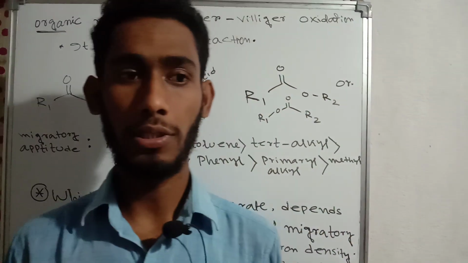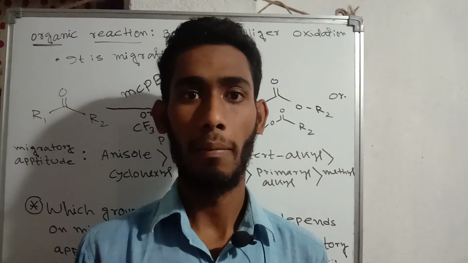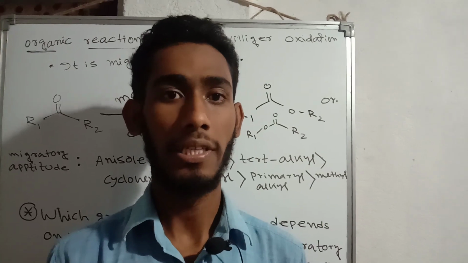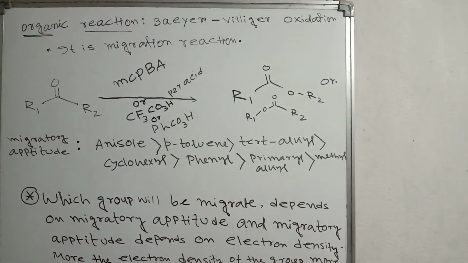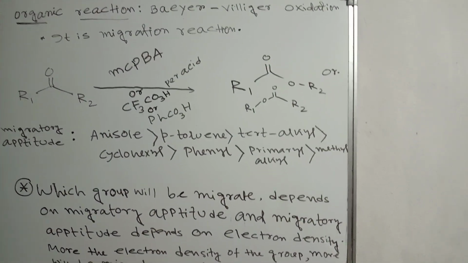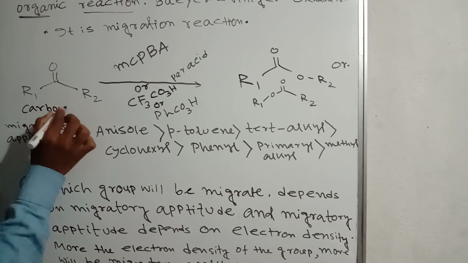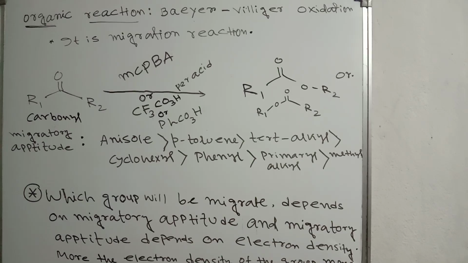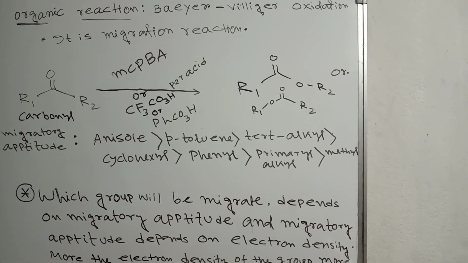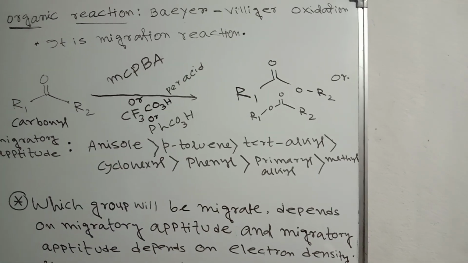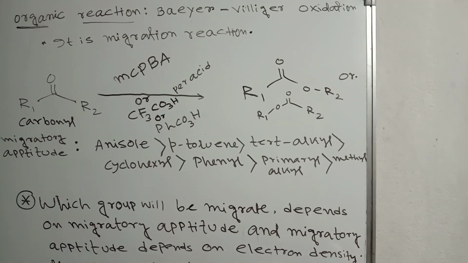Everybody. Today we discuss an organic reaction, the Baeyer-Villiger oxidation reaction. It is a migration reaction. Here the substrate is mainly any carbonyl, which reacts with any peracid, say meta-chloroperbenzoic acid, trifluoroperacetic acid or perbenzoic acid, to give an ester.